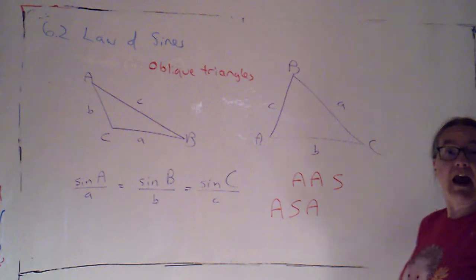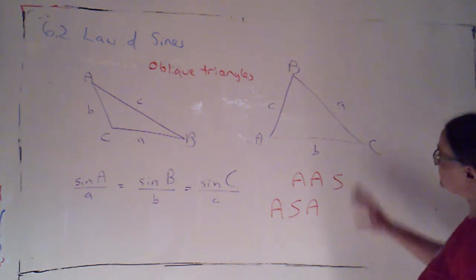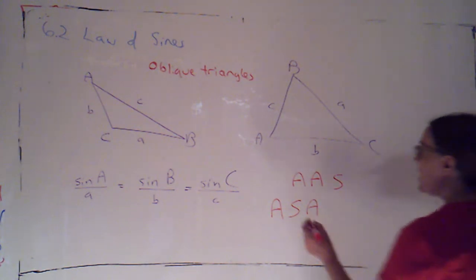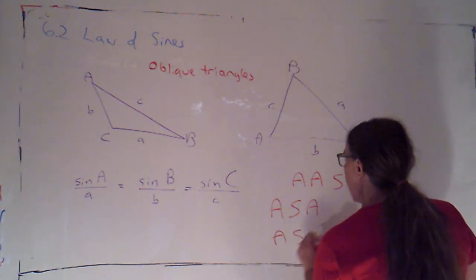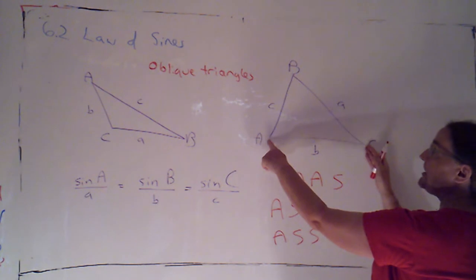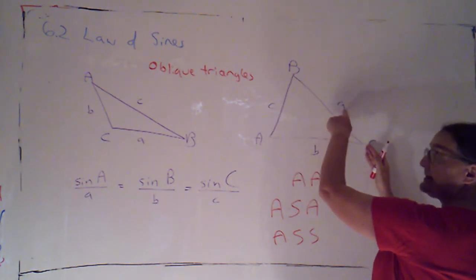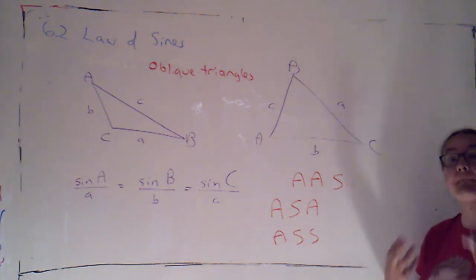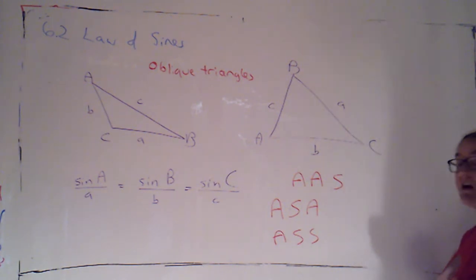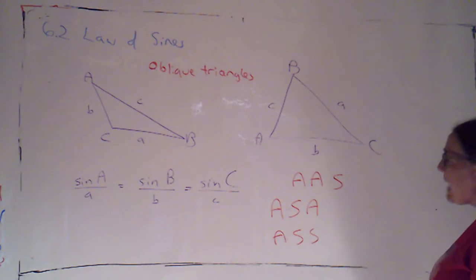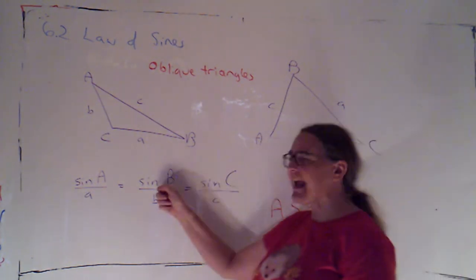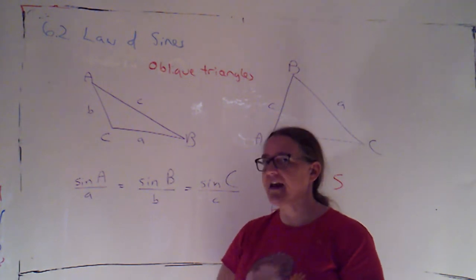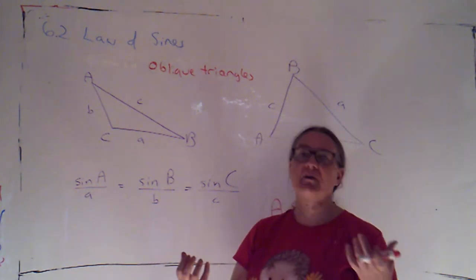Now the other way that I could have one side and one angle that are opposite each other would be if I had angle, side, side. So I've had angle A, side C, and side A. Now that often leads to what we call the ambiguous case of the law of sines. That can happen because if I know the sine of an angle, that's not enough for me to know whether that angle is acute or obtuse.